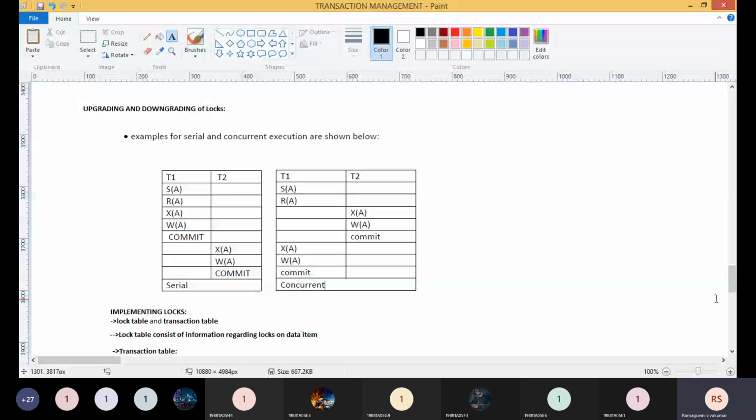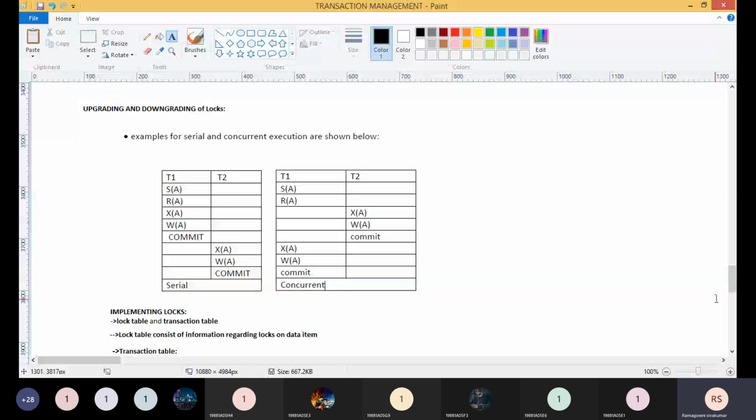In yesterday's class we discussed upgrading and downgrading of locks. Okay, see here, upgrading and downgrading the locks.